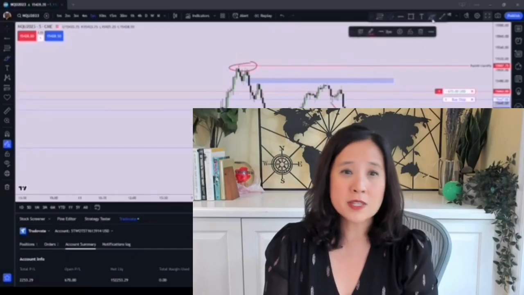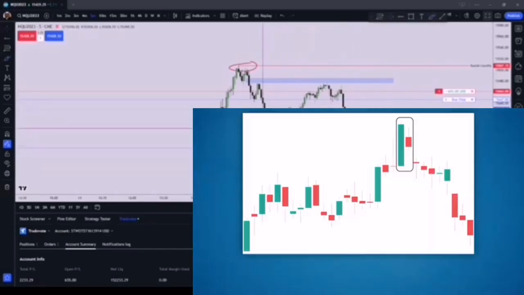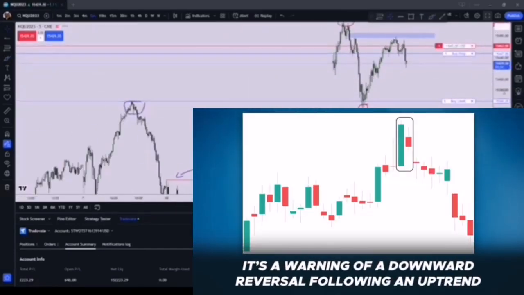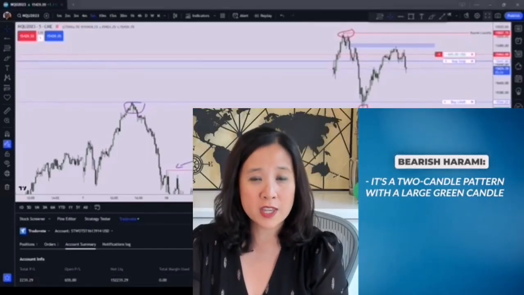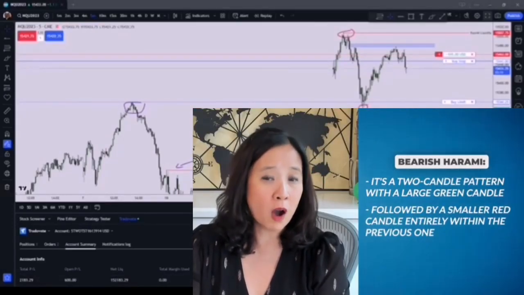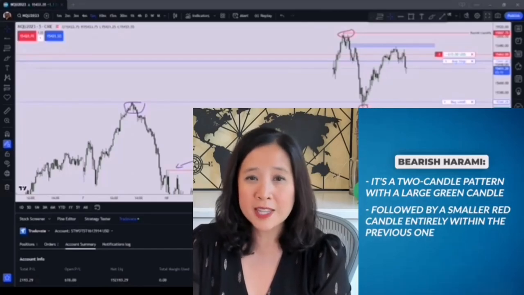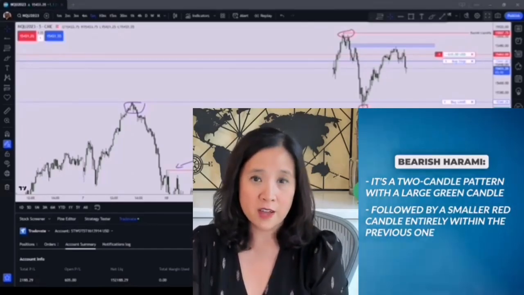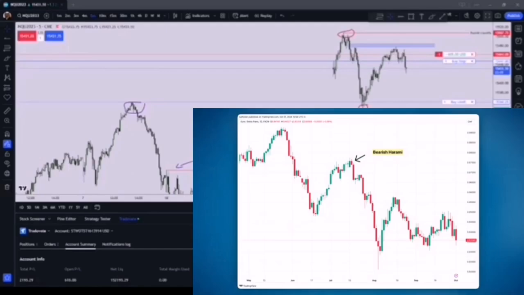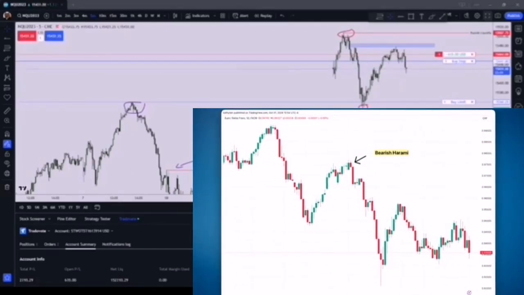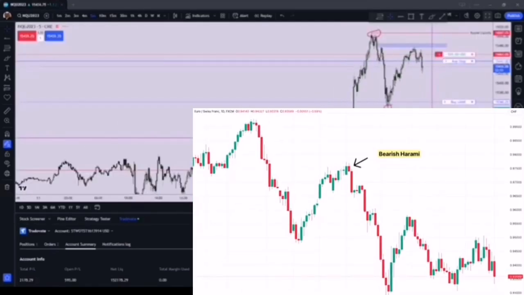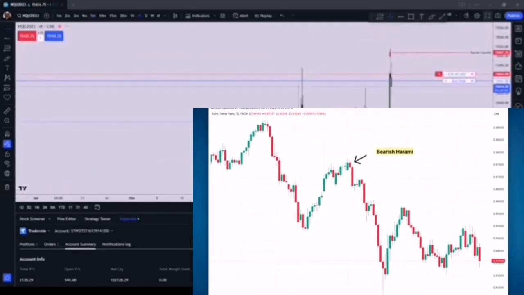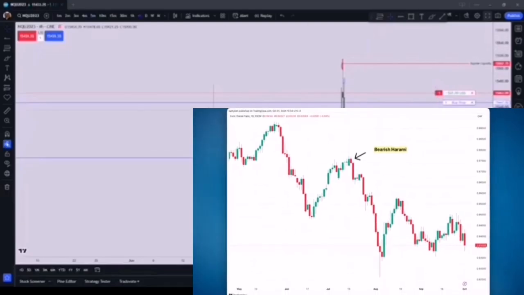A bearish harami is the opposite of a bullish harami and is a warning of a downtrend reversal after an uptrend. It is a two-candle pattern with a larger green candle, followed by a smaller red candle that is completely within the previous candle. This Euro-Swiss chart shows a classic example of a bearish harami. In this chart, you can see that a bearish harami formation marked the ultimate top for Euro-Swiss, timing a perfect reversal on the daily chart.